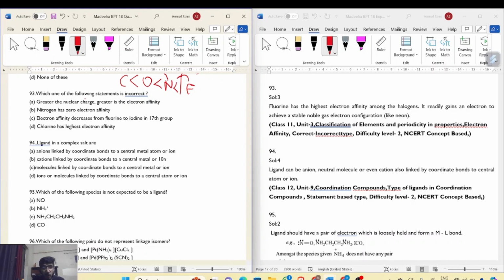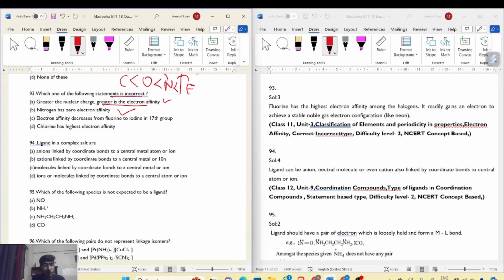Which of the following statements is incorrect? The first one is: greater the nuclear charge, greater is the electron affinity. Yes, when we have a larger nuclear charge, the electron affinity will be more. So this is correct. Nitrogen has zero electron affinity. Yes, nitrogen has zero electron affinity because of its stable electronic configuration. As we know, half-filled and fully filled orbitals are more stable.